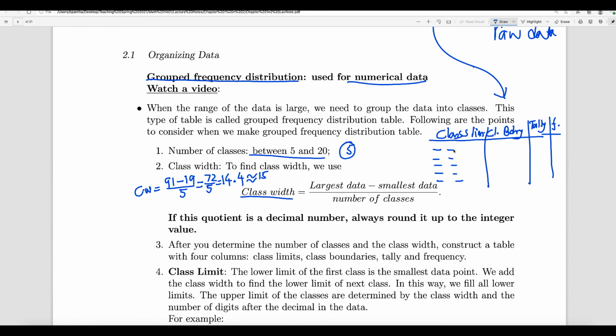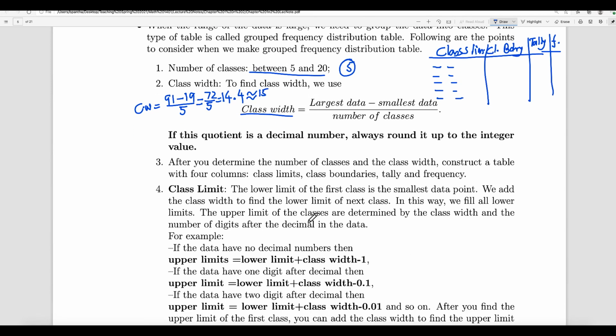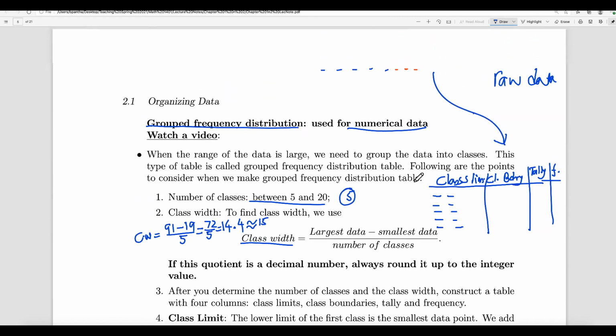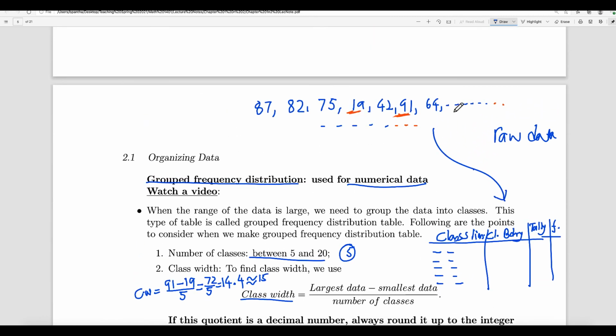So let us focus on how we write class limits and class boundaries. Let us look at the class limit here. The lower limit of the first class in the class limit is the smallest data point. So what is the smallest data point in our example? We assume 19, right? There may be so many other data that I did not write here, so I just write the dots. But what I noted here is 19 is the smallest, and 91 is the biggest, and we also say that the class width is 15.